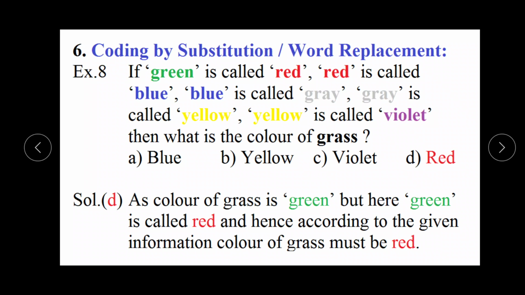So firstly we have to know what the color for grass is, and the color for grass is green, and green is called red. It means now our answer will be the color for the grass is red, because we know that the color of the grass is green, but green is called red. It means our answer will be red. The fourth option is the correct option.